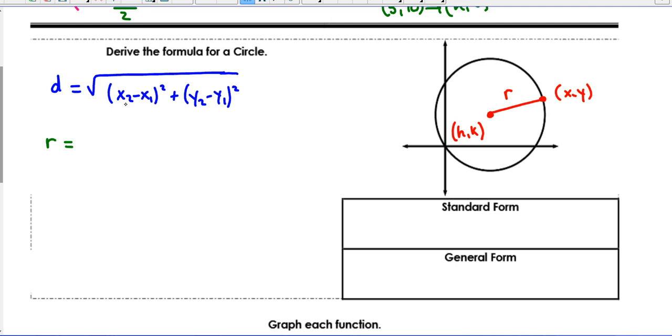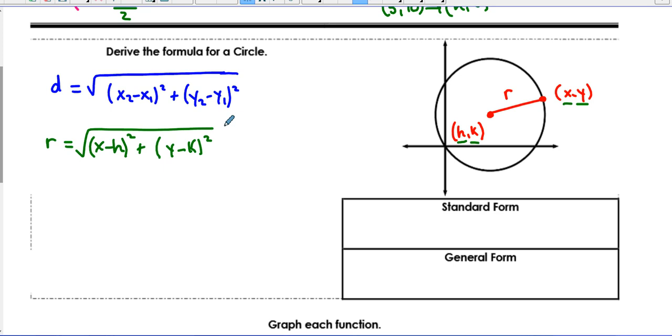equals my x's are my h and my x. Okay, and it's x2 minus x1, so I'm going to say x minus h squared plus, and then in the same order, I have my y and my k. So y minus k squared and the square root of all of this. Okay.